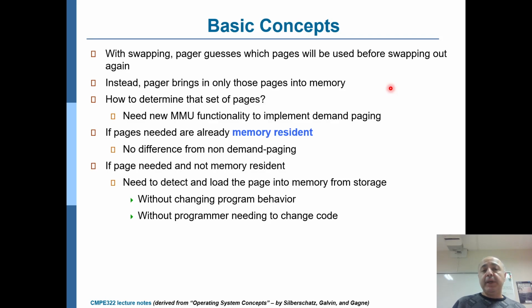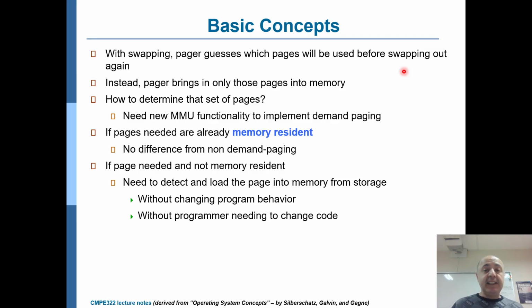So with swapping, the pager guesses which pages will be used before they're required, so it brings those pages into the memory. It also works the other way around. It estimates which pages will not be required and swaps them out also. So the pager actually is a utility that is proactive. That means it tries to estimate the need for the pages before they occur and does the proper swap in and out operations.